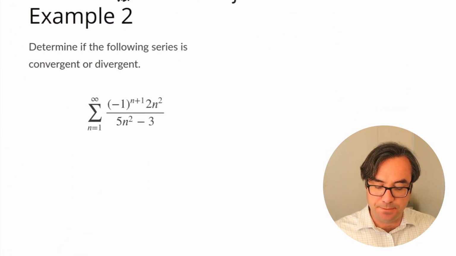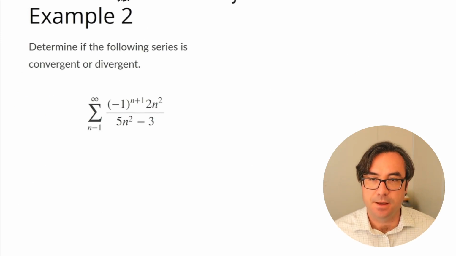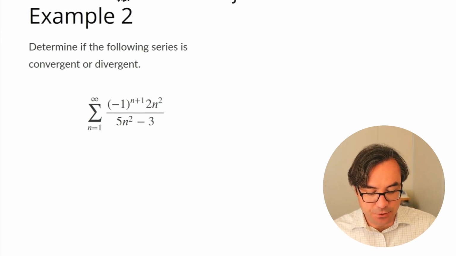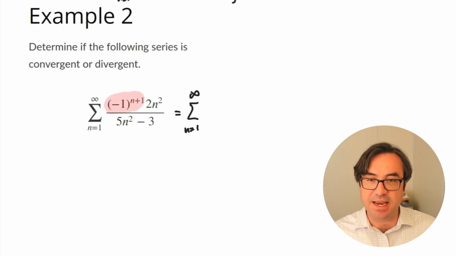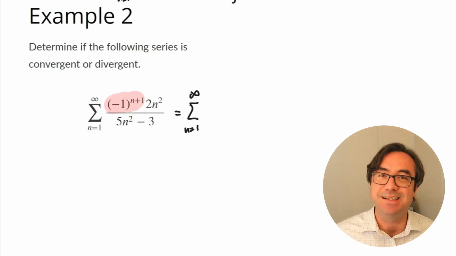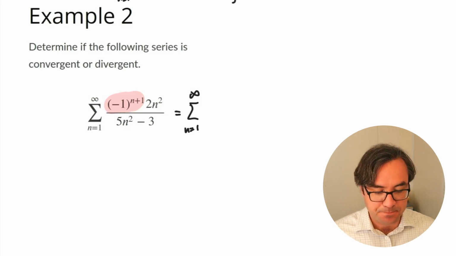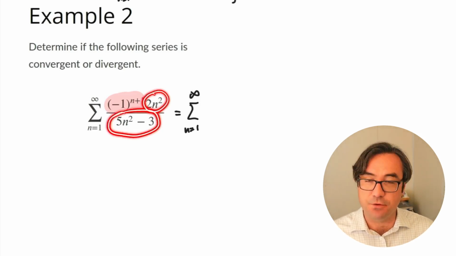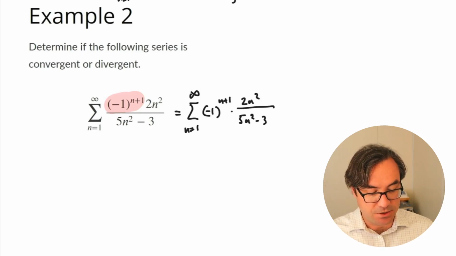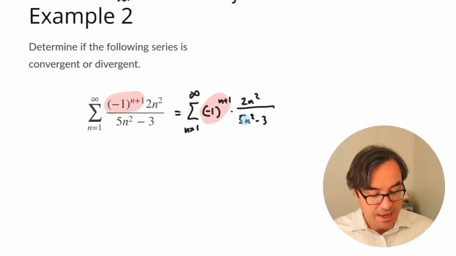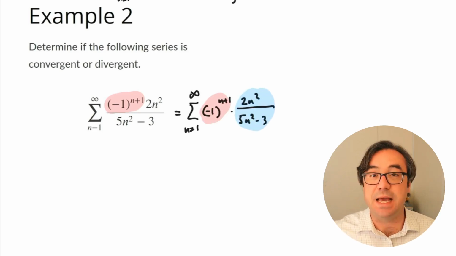Let's look at example 2. First of all, again, usually helpful, let's separate things off. So let's rewrite this just a little bit. I see I have this negative 1 raised to the n plus 1. Let's get that alternating piece out of there. And then we've got 2n squared over 5n squared minus 3. Again, you don't necessarily have to do this, but I think it's helpful. So we have our alternating piece, and then we have b_n.